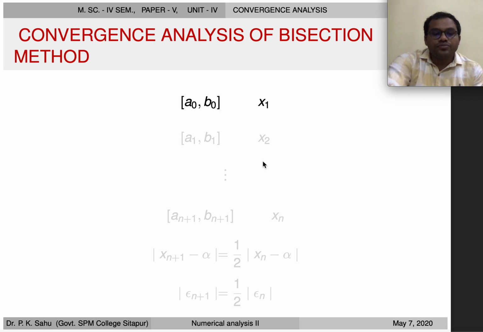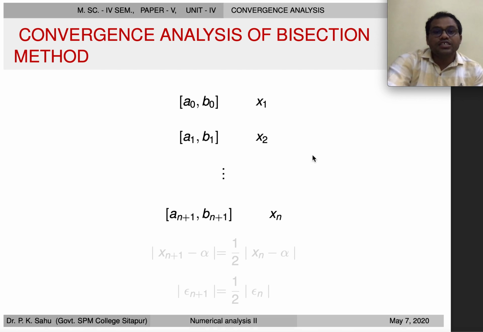Now, take the appropriate interval and call it a1 b1 such that it encloses the root of the given equation. Then we take the midpoint of this and call it x2. Then x2 is the second approximation of the root of the given equation. In this way we generate a sequence of iterative approximations x1, x2, and so on, xn.